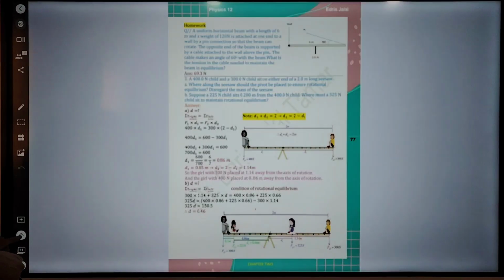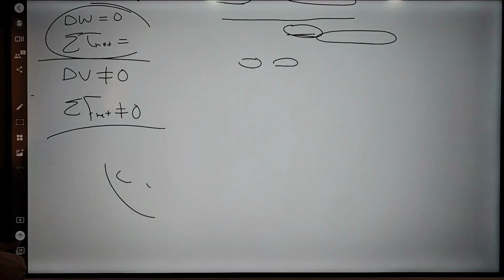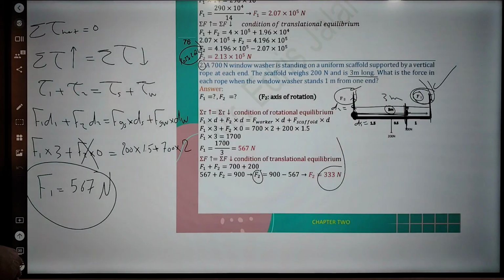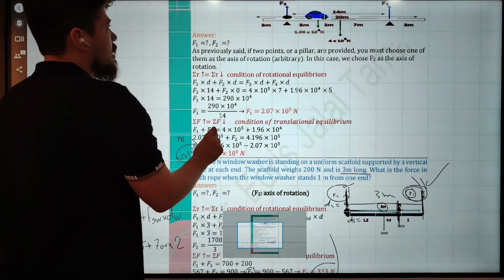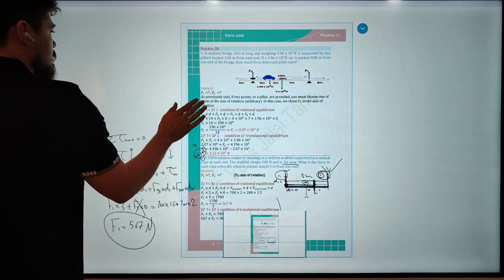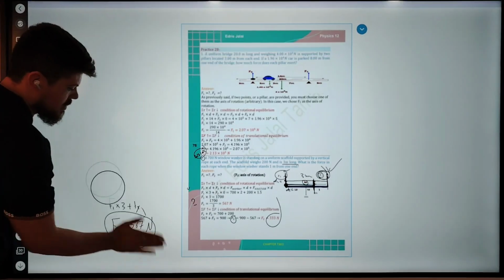Okay, guys. Question 1 in practice 2B. Let's solve this question.